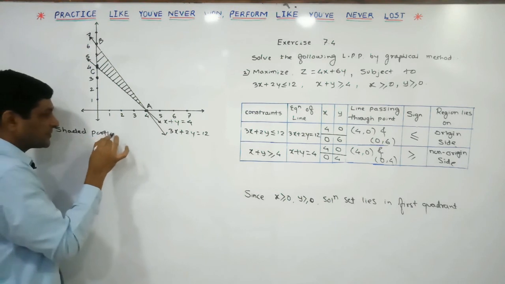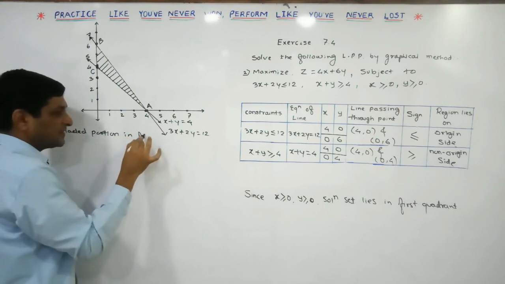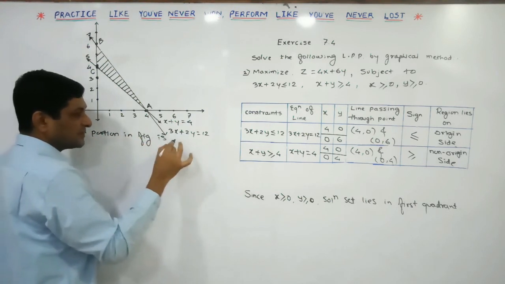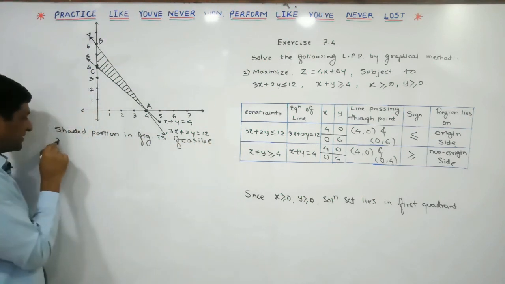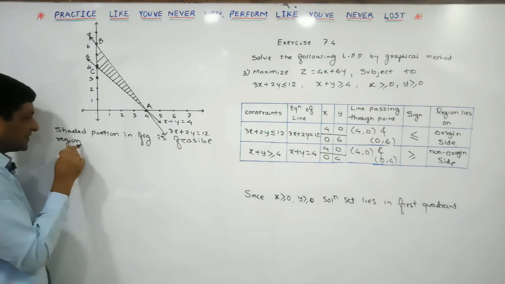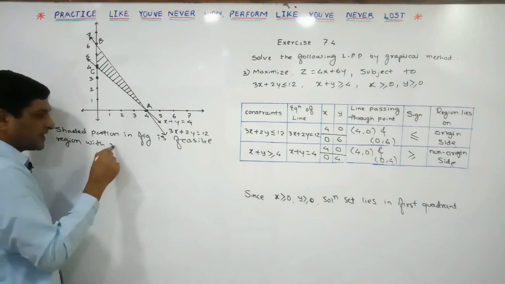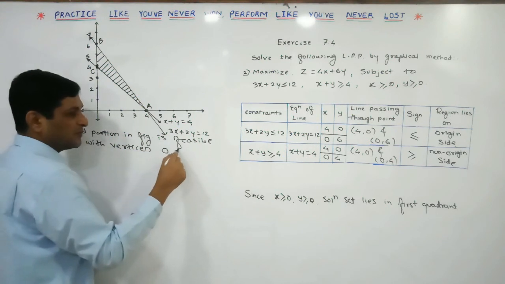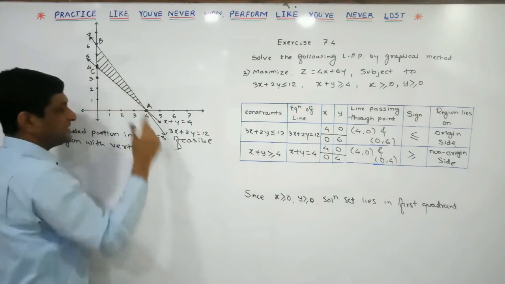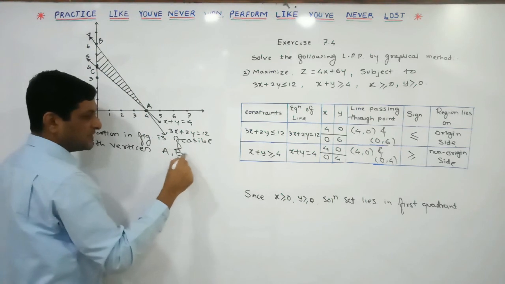So write down here: shaded portion in figure is feasible region with vertices. Vertices we have denoted by what? A, B, C, with vertices A, B, C.